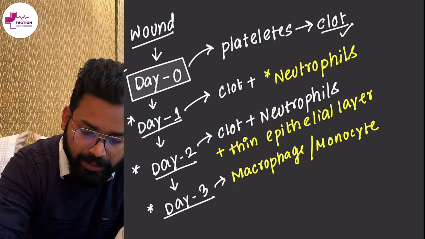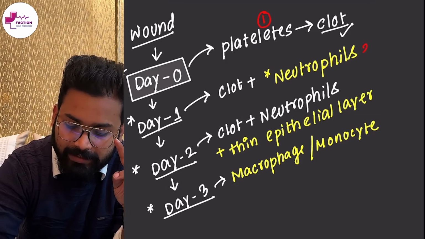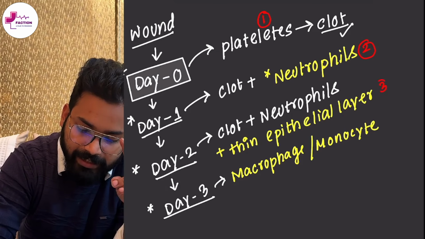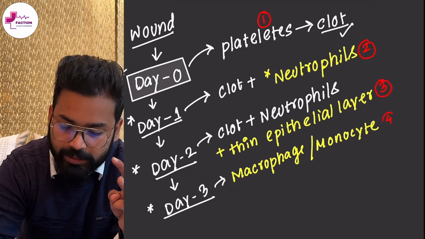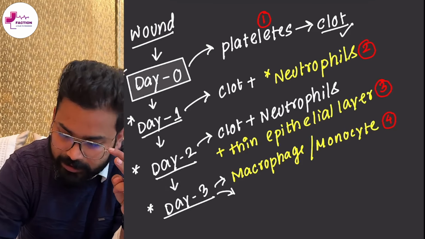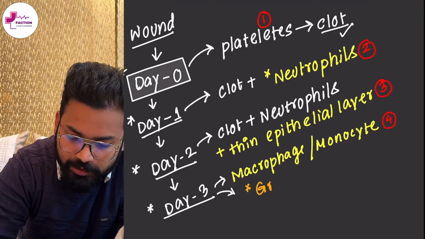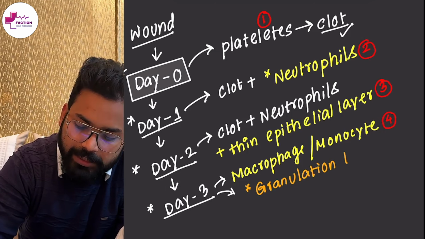So as of now, we have seen at first, the platelets come and blood clots. Second, the new cells that came are neutrophils. On day 2, a thin epithelial layer is formed. On day 3, you have monocytes. After that, on day 3, another thing occurs. This is the most important event, formation of granulation tissue.